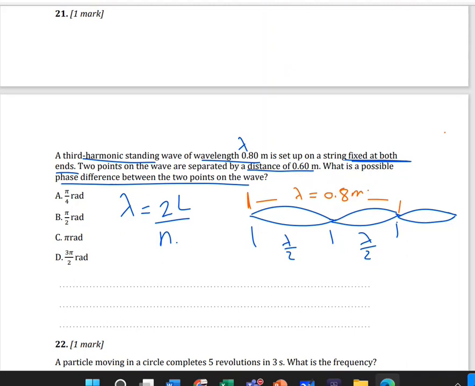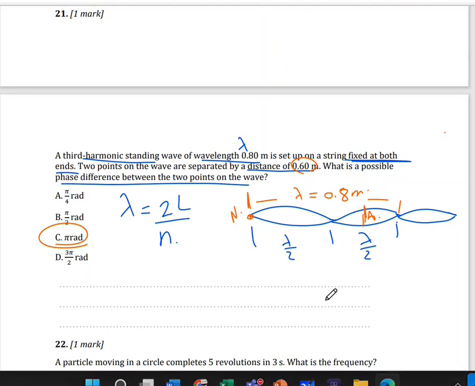You have 2 points on the wave that are separated by a distance of 0.6 meters. So if I take this point and go 0.6, it will be here. This is a node, and this one is an anti-node. So the phase difference is completely out of phase. By how much out of phase? By pi radian.